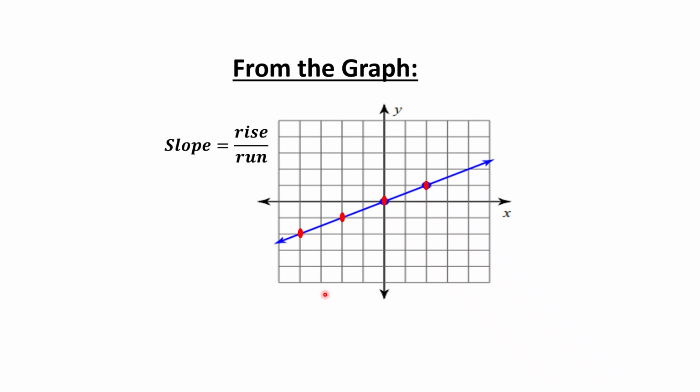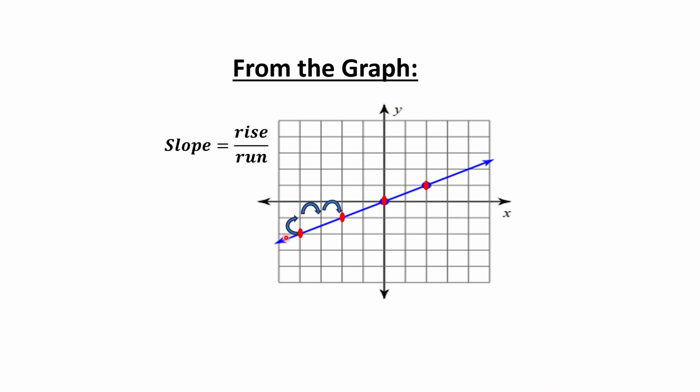Now we have 4 perfect points. You can choose any. I'll choose these 2 perfect points. I'll now think of going from here to here. I can't just go like this. I need to rise and then run. So how many steps do we rise? We rise up 1 step, and to go to the other point, we run 2 steps.